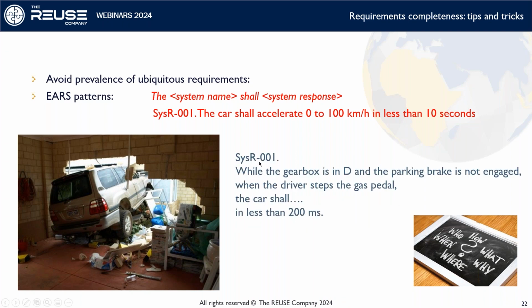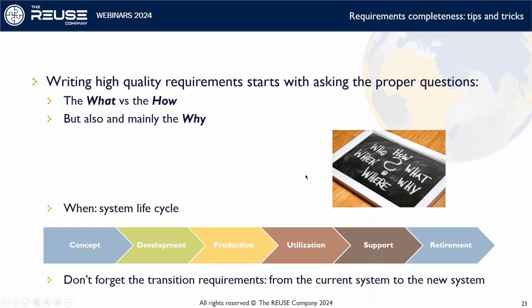So one example would be this one. While the gearbox is in drive and the parking brake is not engaged, when the driver steps on the gas pedal. So we have a lot of things that need to be complied with before the car does this action. That's not just about expected functionality. It's about defining the logical condition, the trigger, and the state in which we need this to happen.